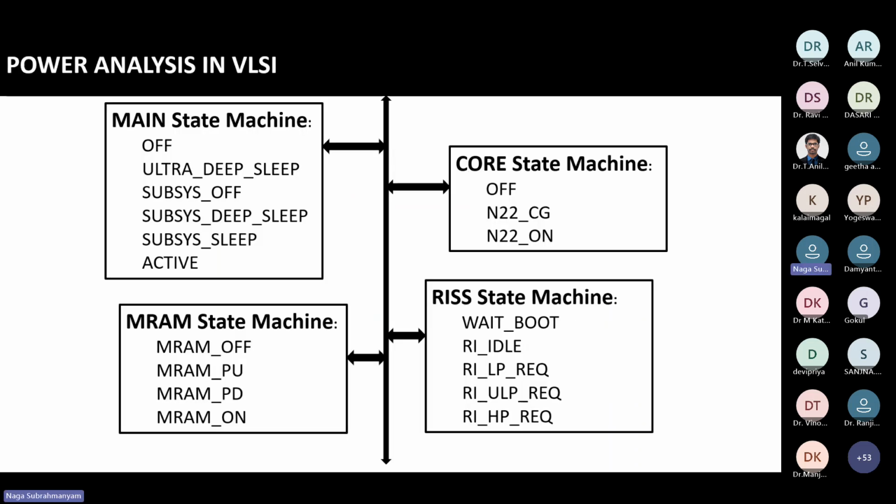See, as I told you previously, there is a state machine in the power management unit. It has these four states. One is the main state machine, another one is the MRAM state machine, another one is the core state machine, and another one is the RI subsystem state machine. RI means reset and initialization subsystem state machine. Okay, those are internal states.